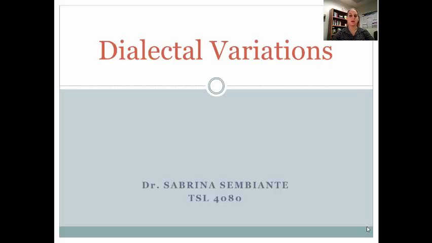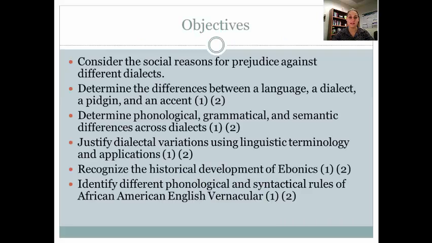So this week we're going to talk about dialectal variations. Let's go over the objectives for today's session. We're going to consider the social reasons for prejudice against different dialects. We're also going to determine differences between a language, a dialect, a pidgin, and an accent, and the phonological, grammatical, and semantic differences between dialects. I'm hoping that you will be able to use your linguistic terminology in those applications.